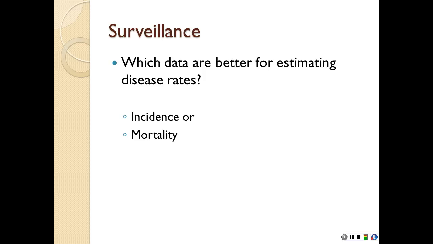Even before that, what if we want to estimate the common cold? Not everybody dies, right? So if we use mortality data, we're probably not going to get everybody. Now, there are some diseases where pretty much everybody dies, so mortality data is probably a pretty good estimate of the number of people that got sick.